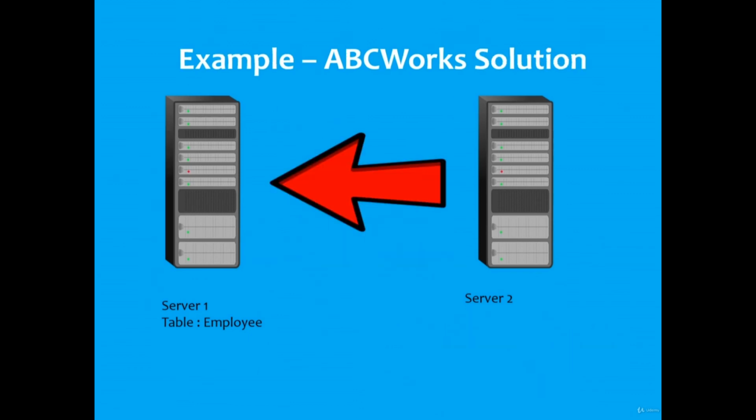To address both these issues, you can create a synonym EMP table on Server 2 for the employee table on Server 1. Now, the client application only has to use a single-part name, EMP table, to reference the employee table. Also, if the location of the employee table changes, you will only have to modify the synonym EMP table to point to the new location of the employee table.